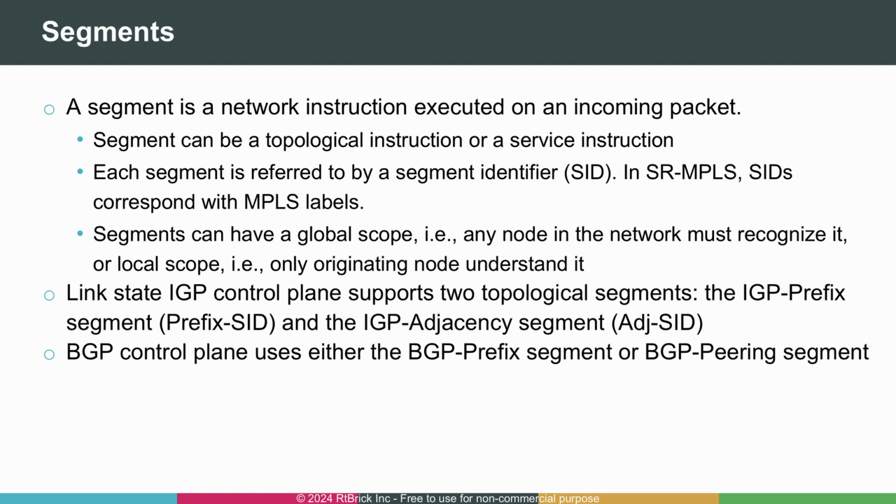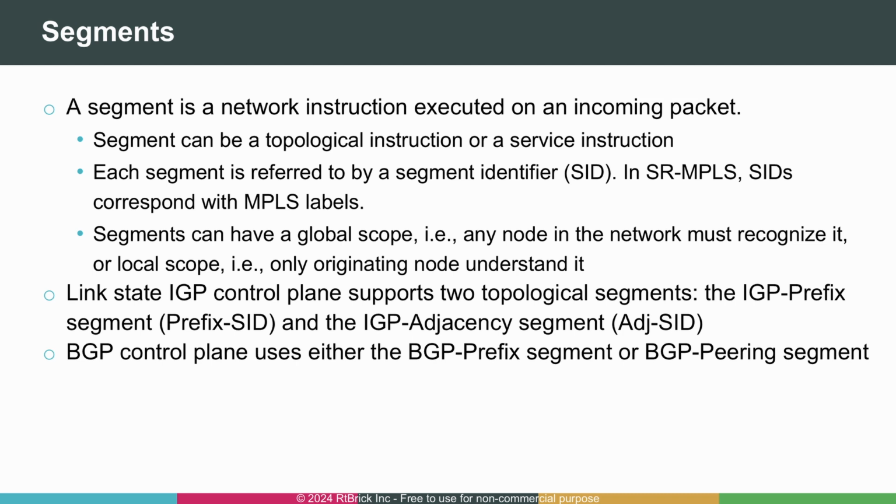Each segment is identified by a segment identifier, or SID. Segment routing can be directly applied to the MPLS architecture with no change to the forwarding plane. A segment is encoded as an MPLS label. An ordered list of segments is encoded as a stack of labels. A segment may have a global scope, which means that any node within a segment routing domain must be able to understand it and act on it. A segment can also have a local scope. In this case, only the originating node understands its semantic.